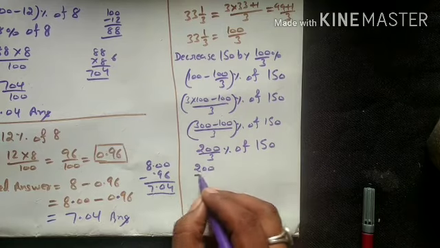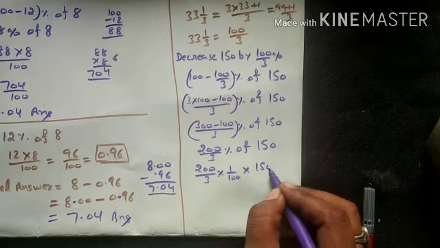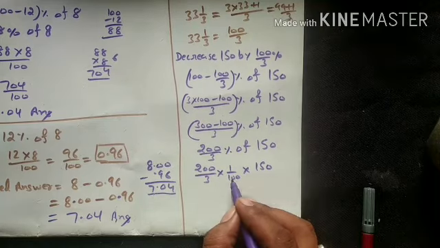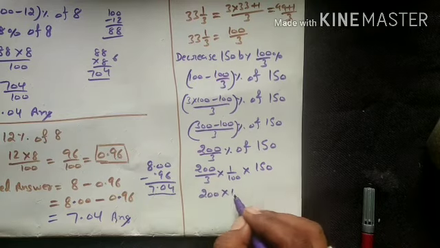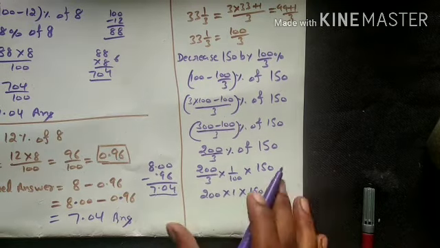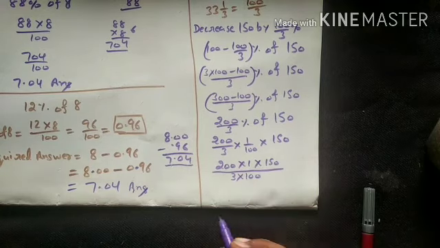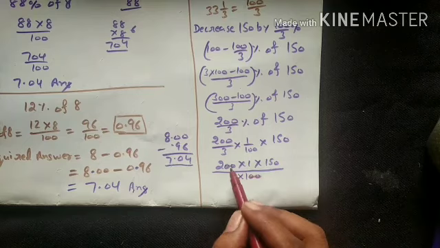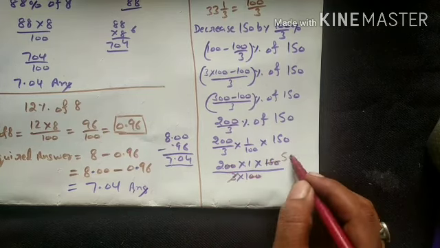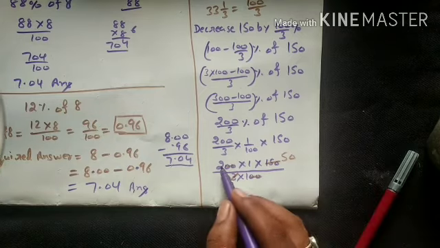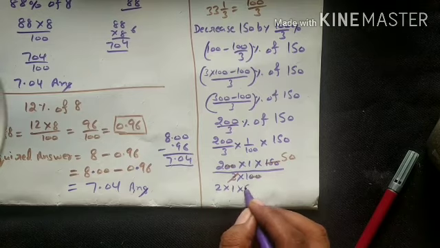200 over 3 multiply 1 over 100, of means multiply, 150. Okay, now you will see 20 will be cancelled with these 20. So I am going to write this again. 3 multiply 100. Now 20 will cancel with these 20. Okay, now 3 will cancel 150, 50s. Now 2 multiply 1 multiply 50, 2 multiply 1 multiply 50 over 1.